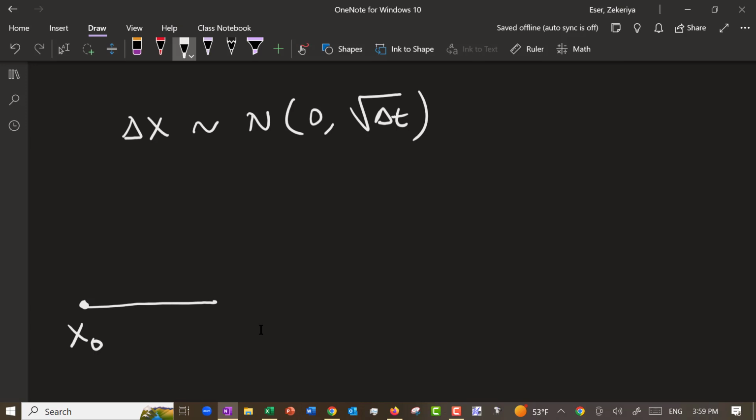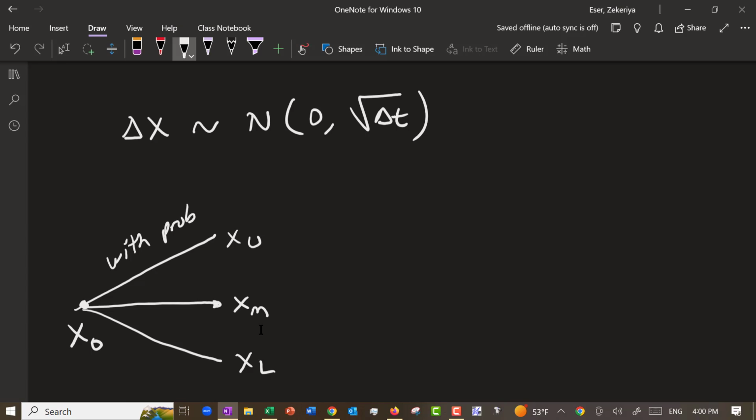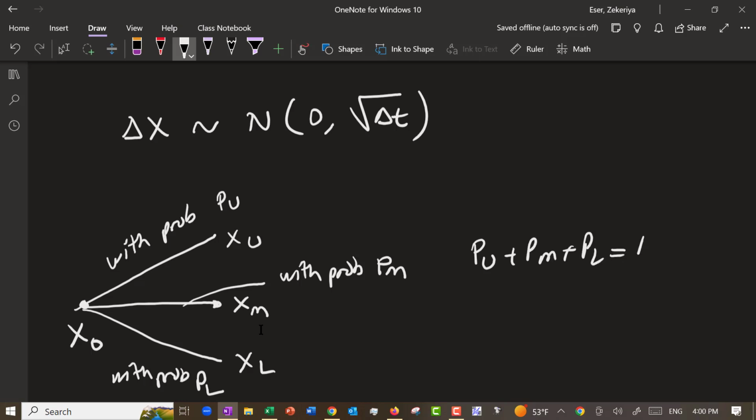I'm going to make 3 moves. This is going to be x middle, x upper, x lower. Okay. I'm going to pick these. So this happens with probability PU. This happens with probability PL, and this happens with probability PM, but PU plus PM plus PL has to be 1.